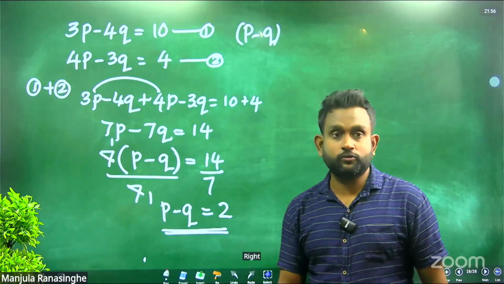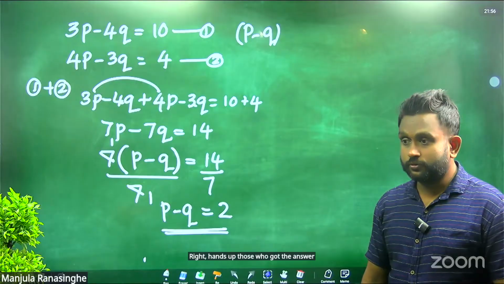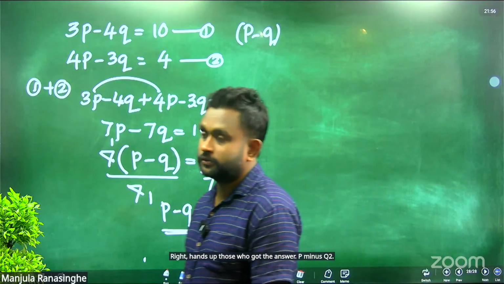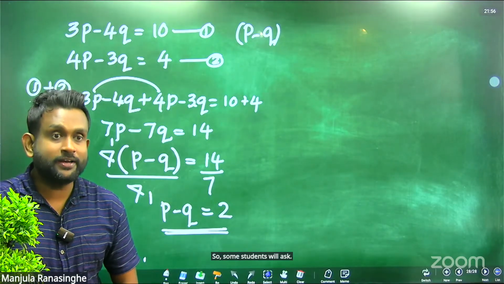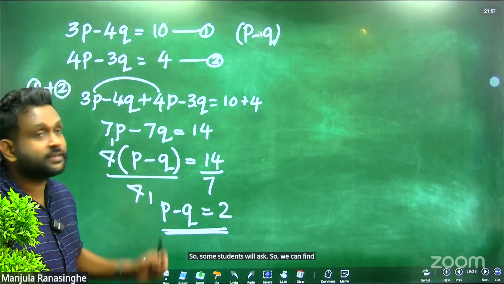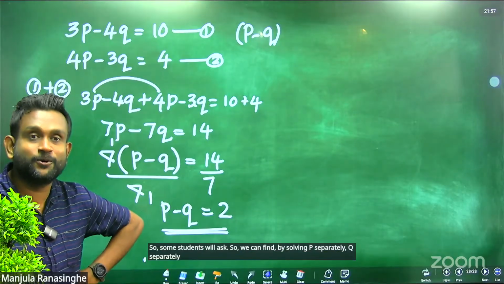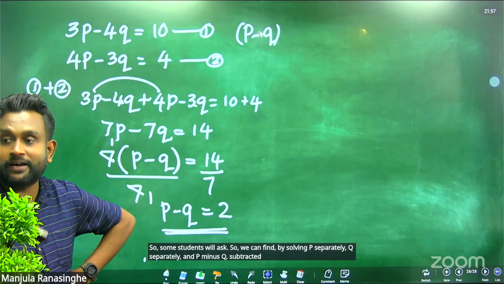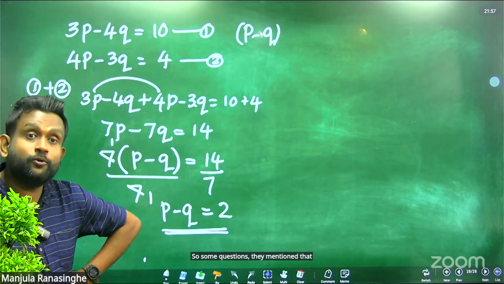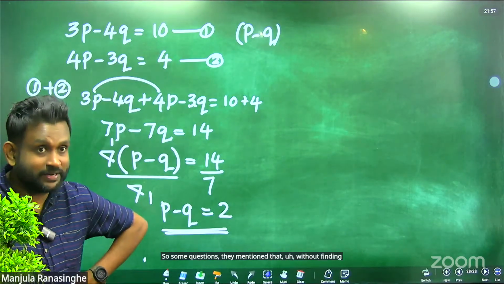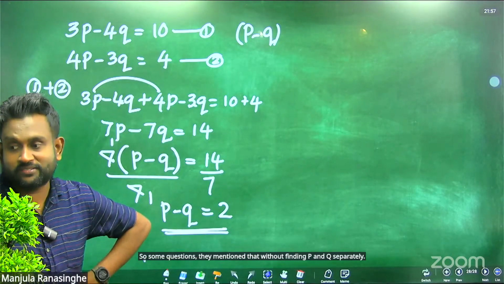Right, hands up those who got the answer. P minus Q is 2. Some students will ask, can we find it by solving P separately, Q separately, and then subtracting? No, that is not allowed here. Some questions mention that you must find P minus Q without finding P and Q separately.